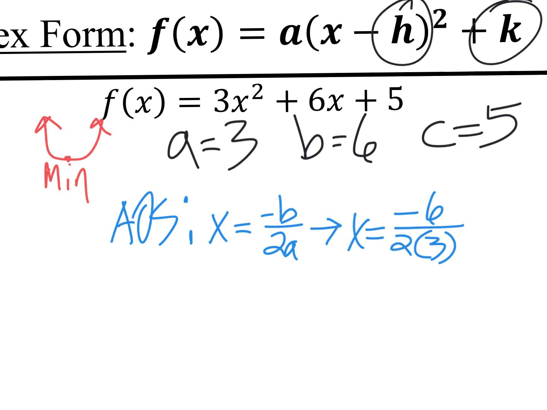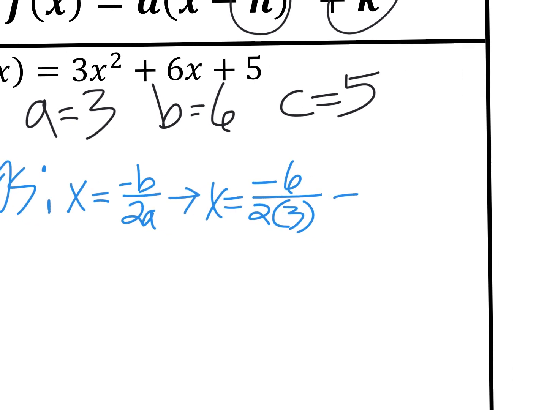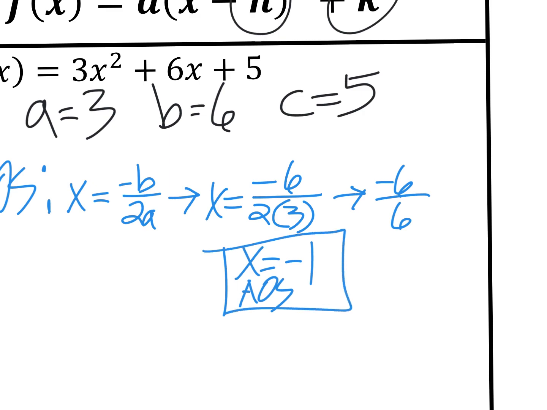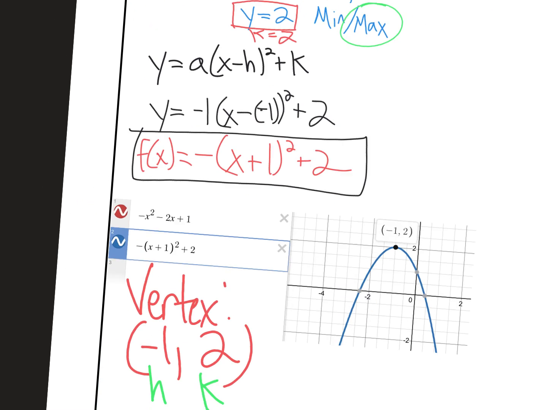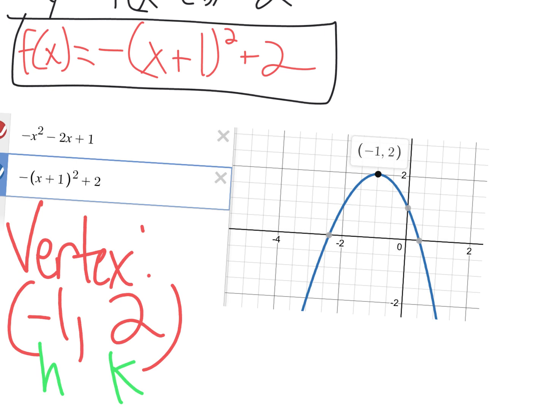2 times 3 is 6, so what's negative 6 over 6? Coincidentally enough, this is going to be x equals negative 1, just like the last one. That's where our axis of symmetry is. I didn't point it out with the last one, but the axis of symmetry is your imaginary line that splits the graph in half. That's basically what the axis of symmetry means.